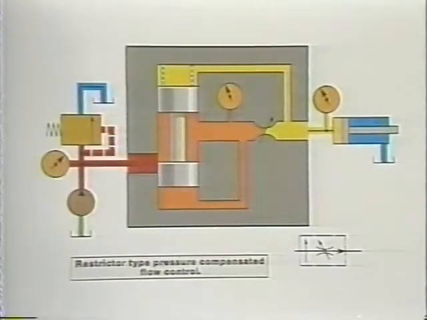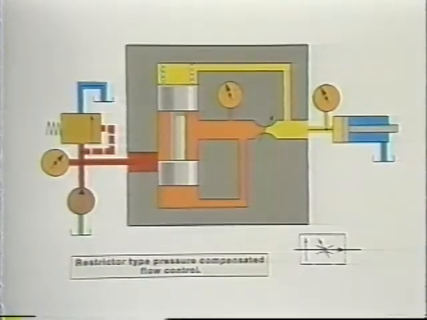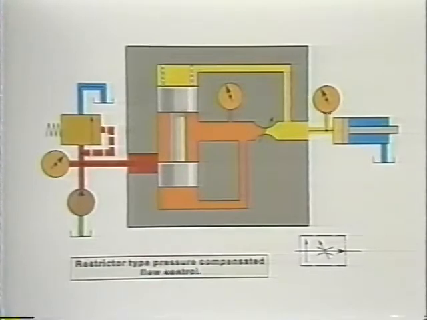Now, let's take a look at a pressure-compensated flow control that can work in a meter-in, meter-out, or a bleed-off function. Here, too, we maintain a constant pressure drop across an orifice, but in a somewhat different manner. We call it a restrictor type. It can be used in all three applications: meter-in, meter-out, and bleed-off.